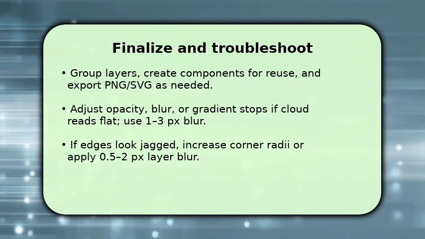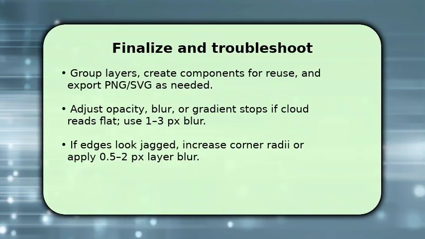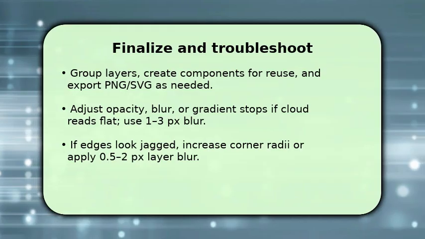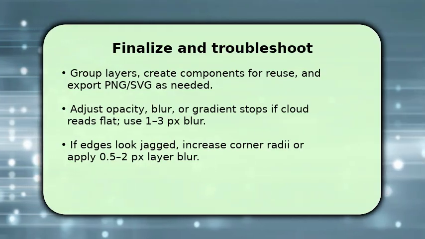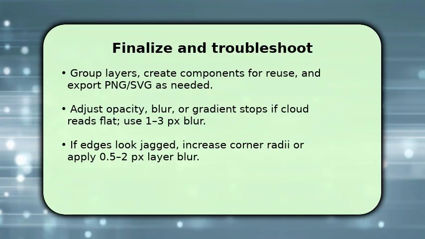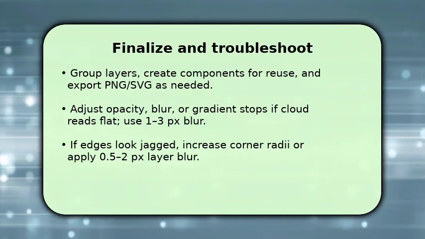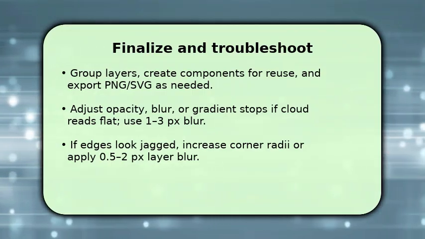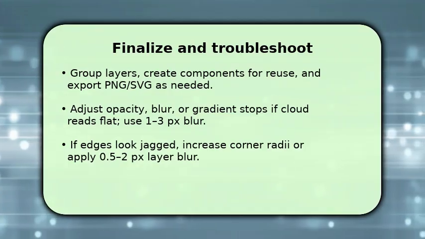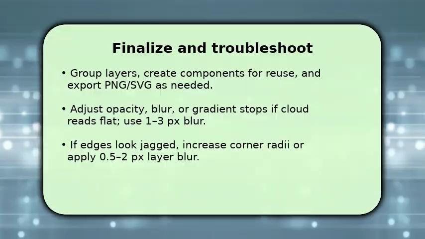Small changes matter. If the form looks flat, add a faint inner shadow or a soft white highlight. If edges appear jagged after export, increase corner radii slightly or apply a 0.5 to 2 px blur and re-export. That usually fixes artifacts.